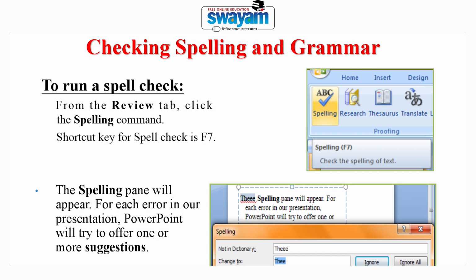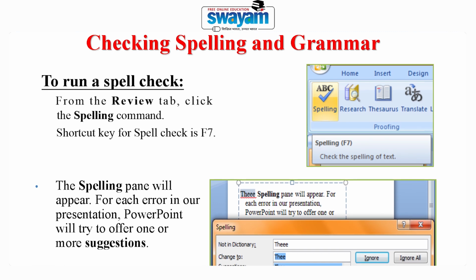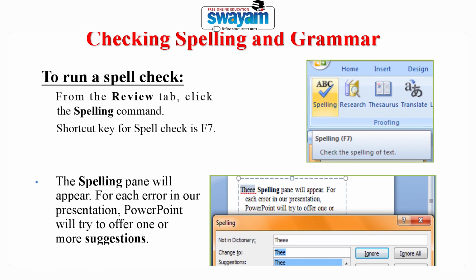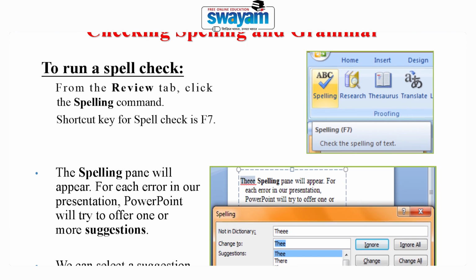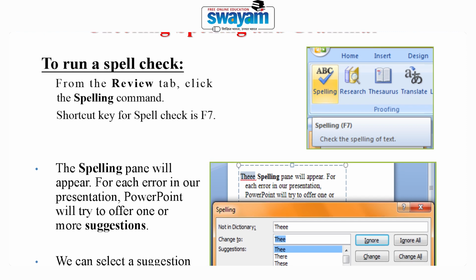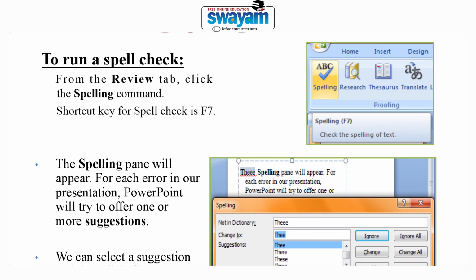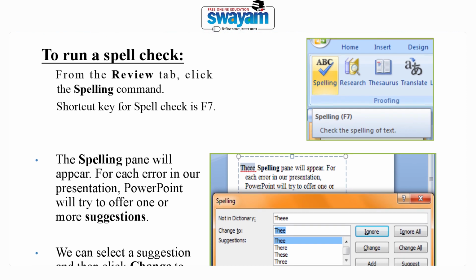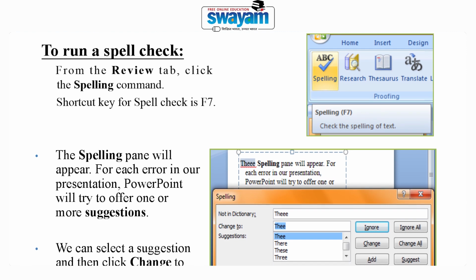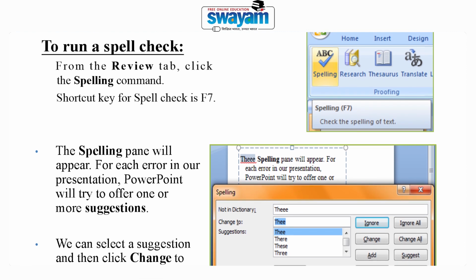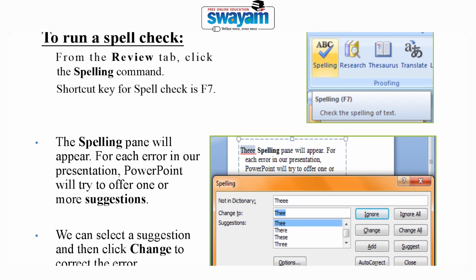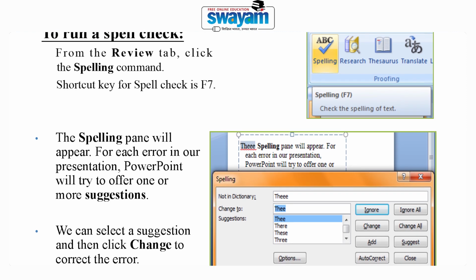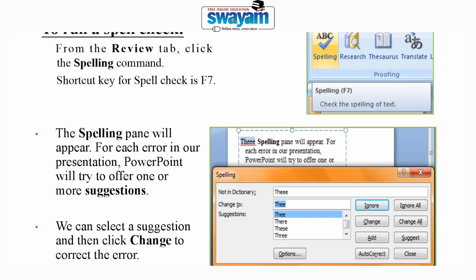Don't forget to run a spell check by clicking the spelling command from the Review tab or just press the shortcut key F7. The spelling pane will appear for each error in your presentation. PowerPoint will try to offer one or more suggestions. We can select a suggestion and then click Change to correct the errors.